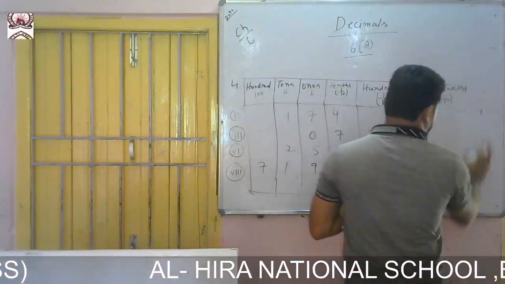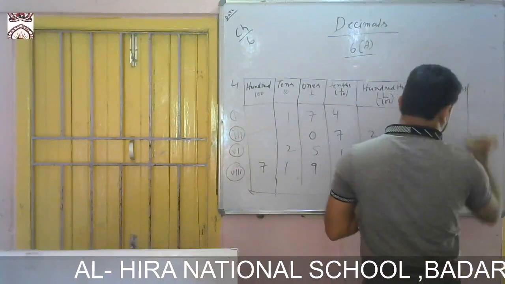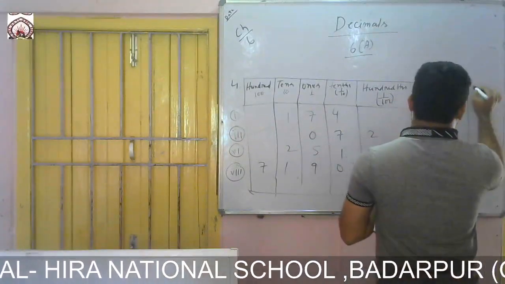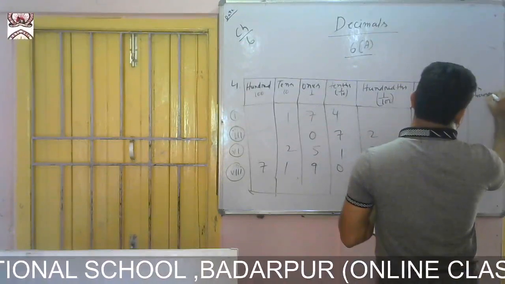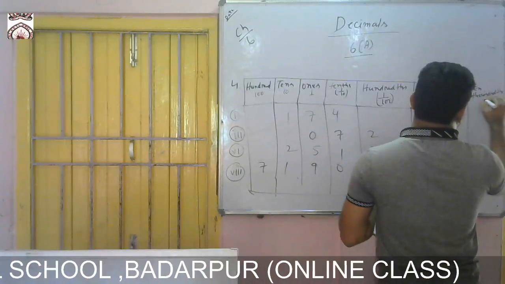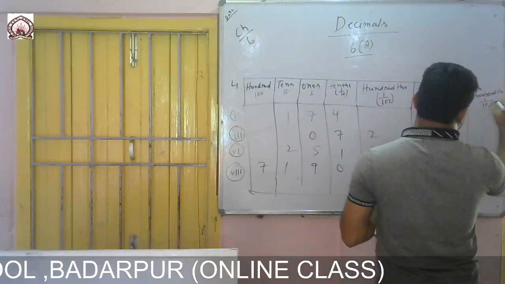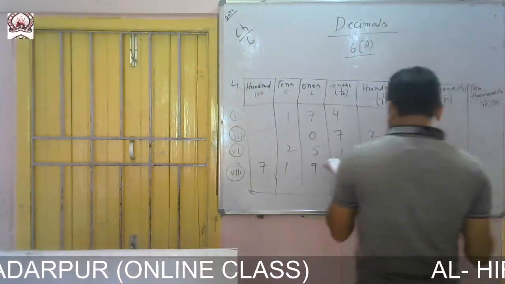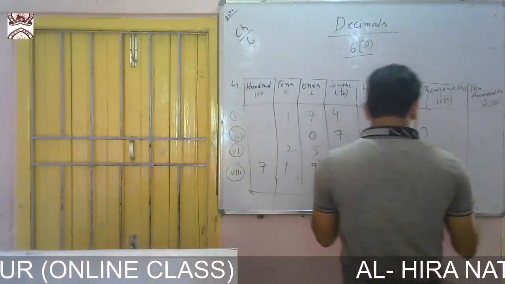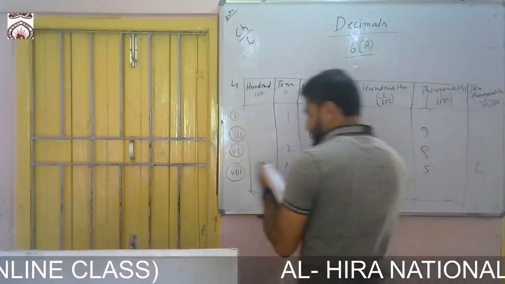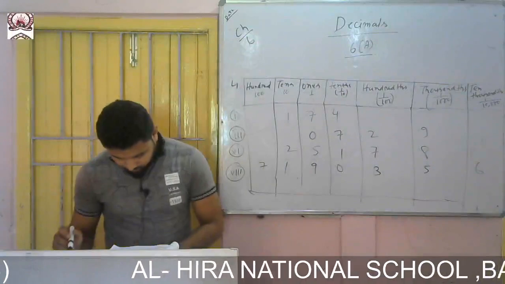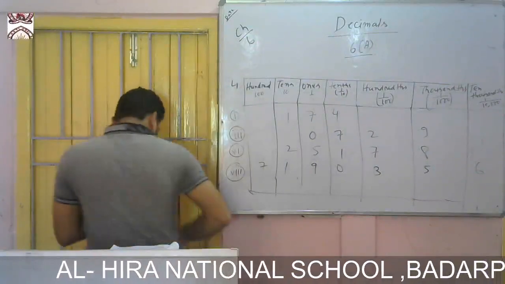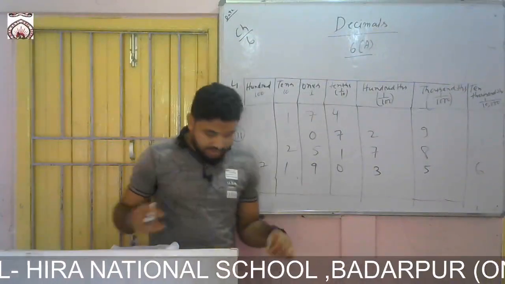So here one column you need to add. Okay. What? Ten thousands. DTH. Okay. So what? This 6 will come here. Okay. So that is the answer. So that is the what? Answer.